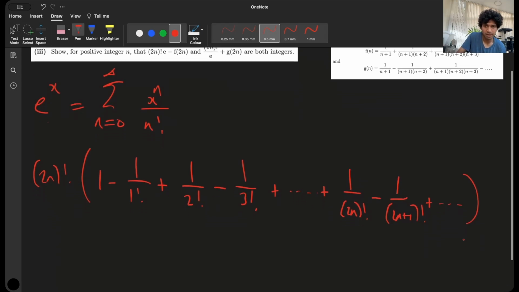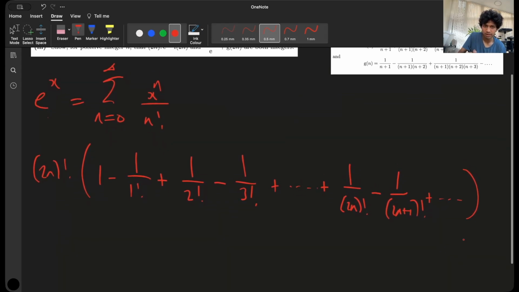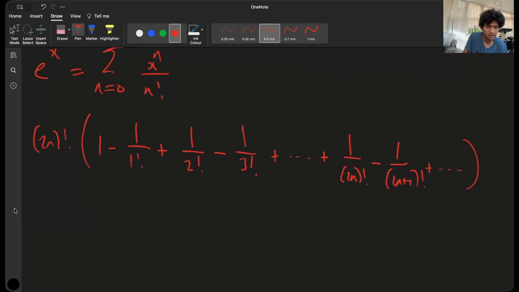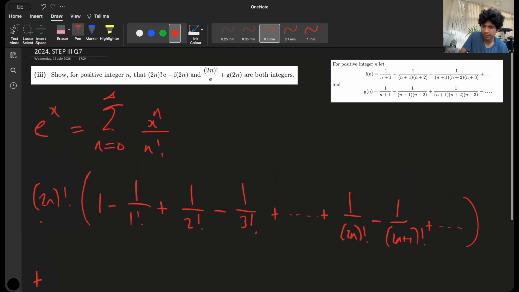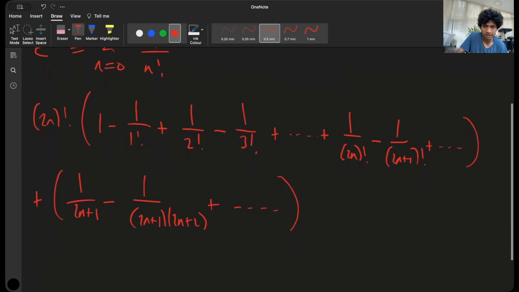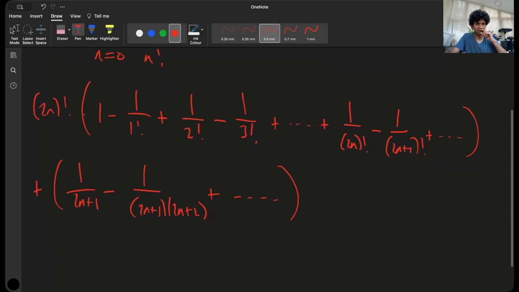And then the other term here is g of 2n. Oh, we're adding g of 2n. So this is plus, and if I look at the definition, 1 over 2n plus 1 minus 1 over 2n plus 1 times 2n plus 2, plus, and so on. Okay. And then, as before, we have a bunch of integers. So when we go up to 2n factorial, this term here, we're going to have integers.